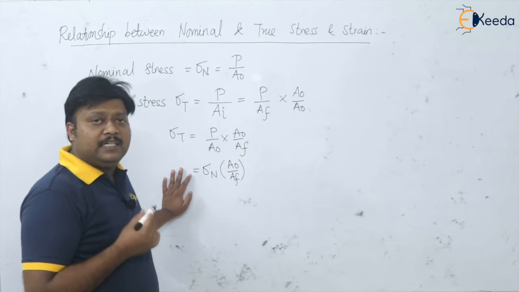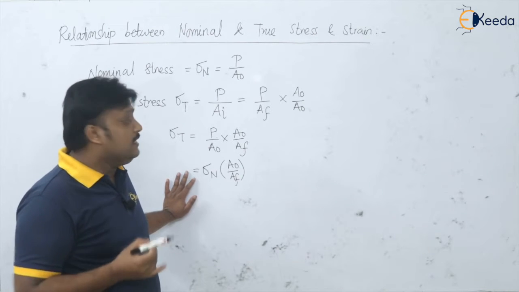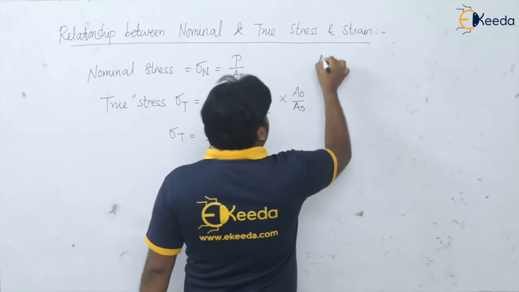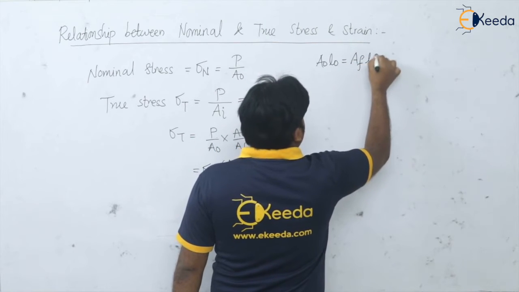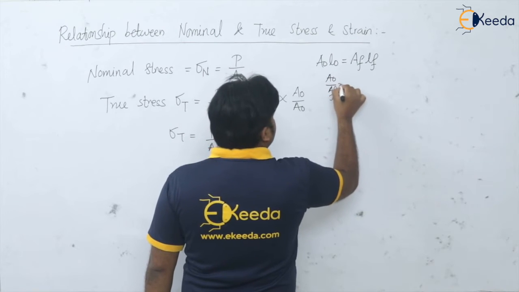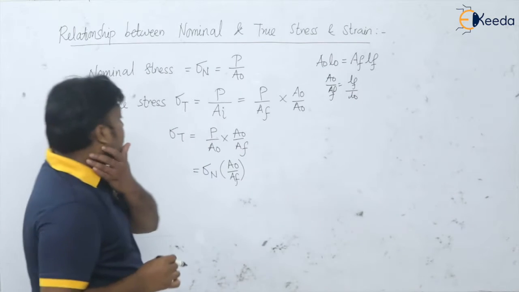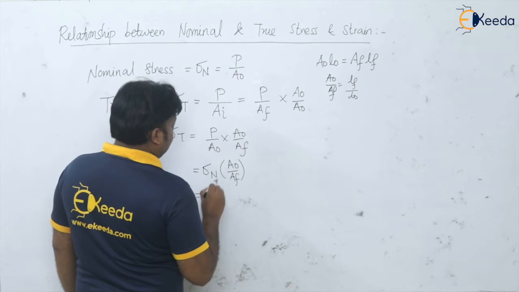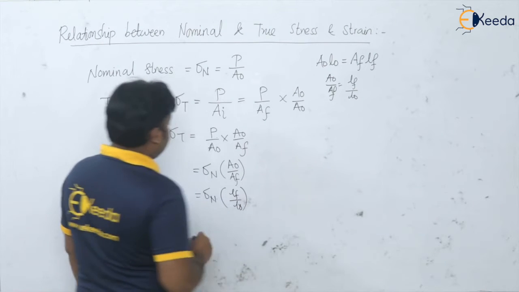And as we know that volume constancy is valid, so we can write here the original area into original length is equal to the final area into final length. So for this A original by A final, I can write the final length divided by the original length, isn't it? So here I write sigma n into L final divided by L original, then there is no issue.